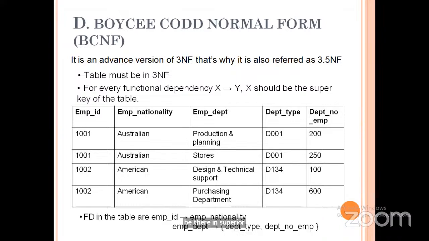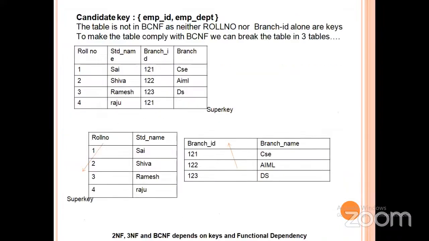Okay. Next example. See, super key 1 2 3 4. This table is another table which is not BCNF. Here roll number and branch ID alone are not keys. So to make the table comply with BCNF, we can break it into tables.